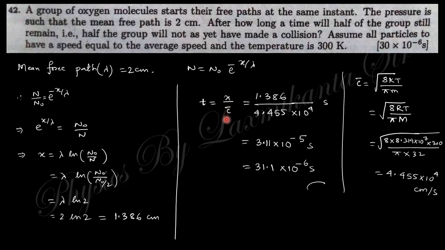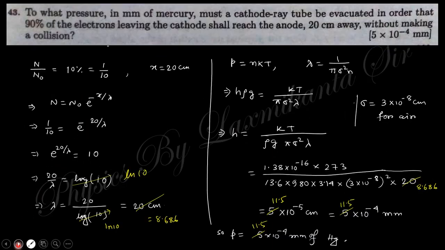Time equals distance by velocity. Average velocity is root under 8 kT by pi m. So if you multiply N_A on both sides, both denominator and numerator, you will get 8 RT by pi M. Put this value, you can find the average velocity. So put this velocity, and this is the x value, you will get the time in which the number will be half. Okay, next one.